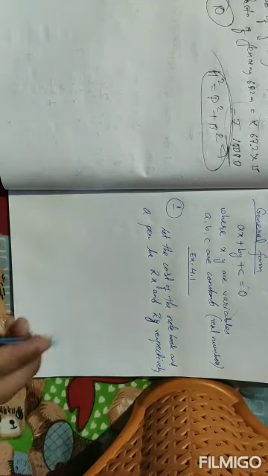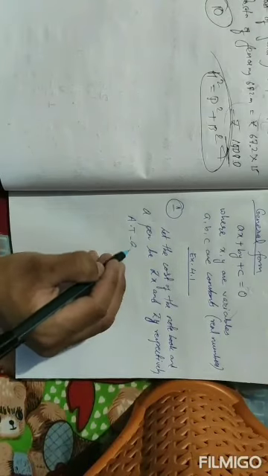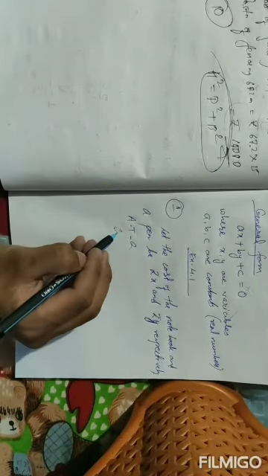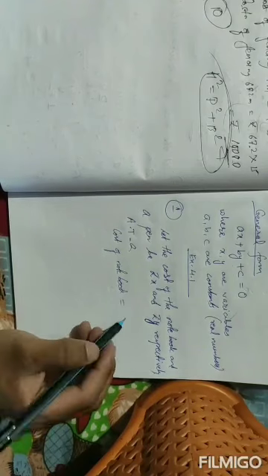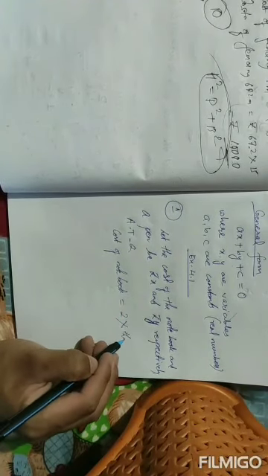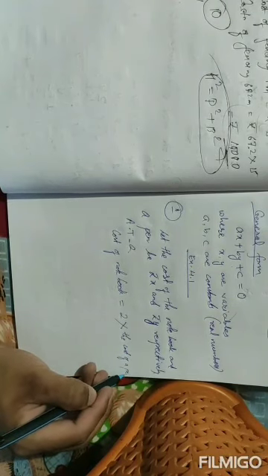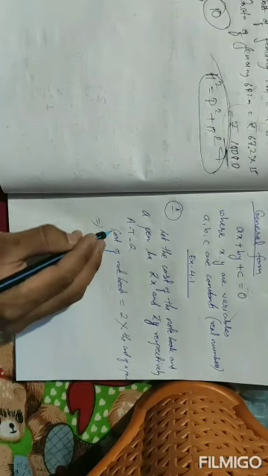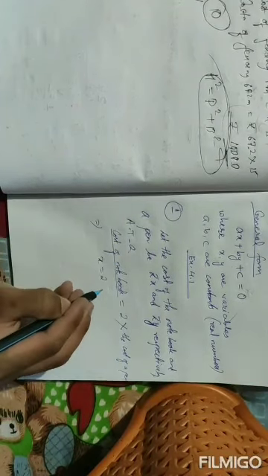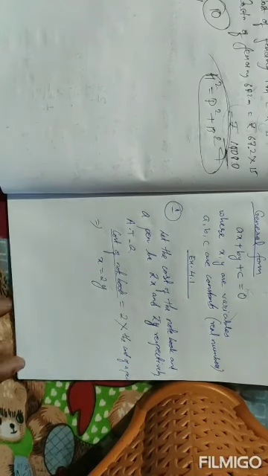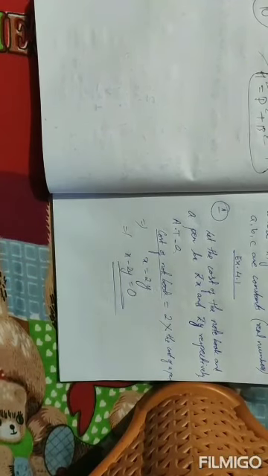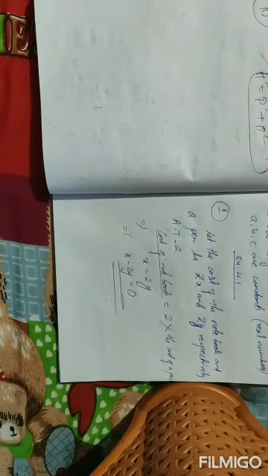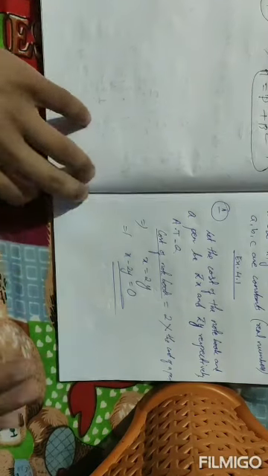According to the question, what is given? The cost of notebook is equal to twice, meaning 2 times, the cost of a pen. So this can be written as: cost of notebook is x, equals 2 times the cost of pen, which is y, so 2y. You can write this as x minus 2y equals 0. This is a linear equation, because the degree of this equation is 1 and the number of variables is 2, x and y. In this way you can do the sum.